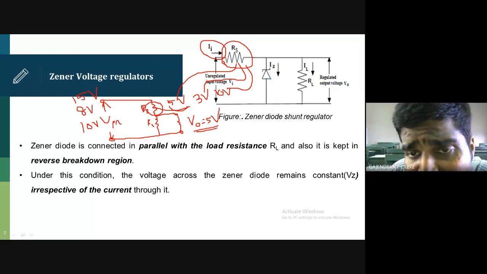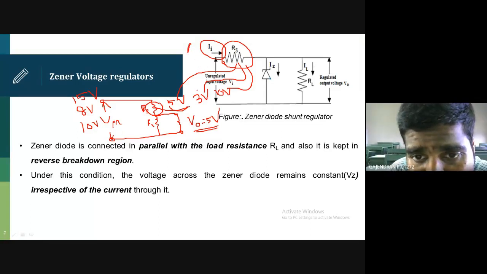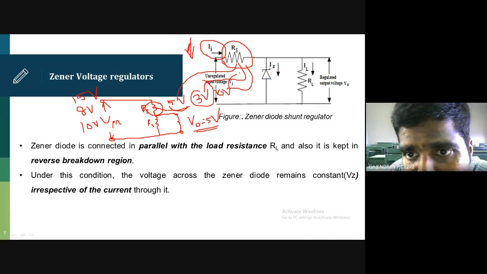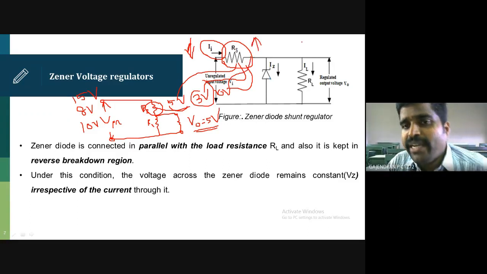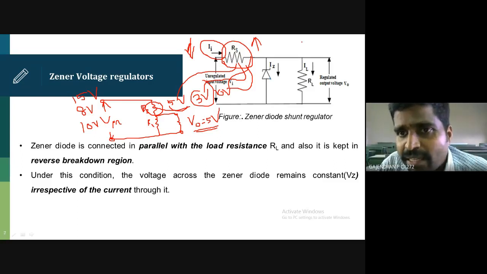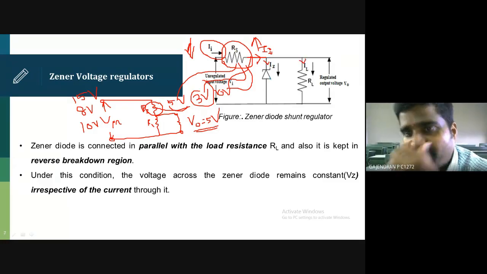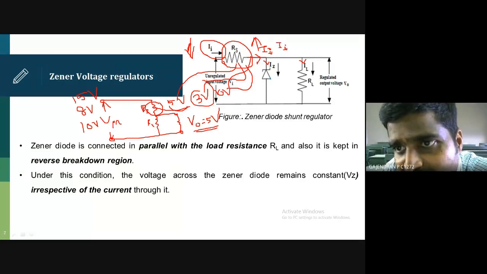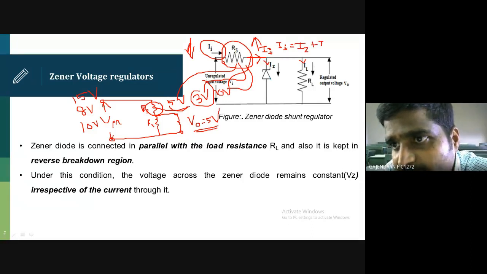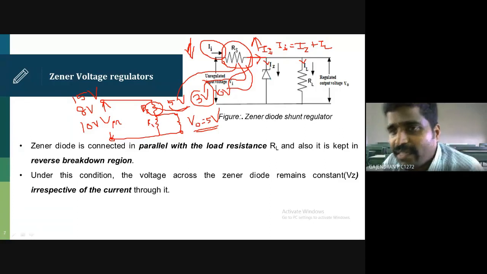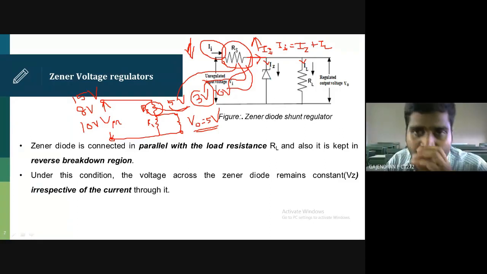So the current increase ஆகுது obviously. Sorry, 3 volt போது decrease ஆகுது, 10 volt போது increase ஆகுது. Any idea from your side? இந்த IL இங்க வருது. This is my input current II. This is Zener current. This is load current. If I apply KCL, இது என்ன equation வரும் sir? I equal to what? IZ plus IL. Correct sir? KCL equation correct? Very simple.